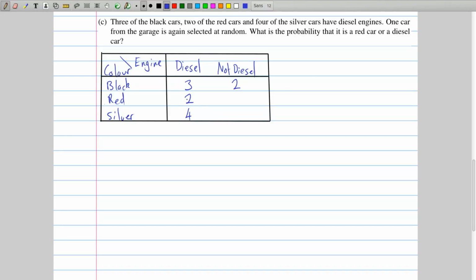With the red cars, 2 of them are diesel, which means that 7 are not diesel, because the total has to be 9. And if there are 10 silver cars, 4 of them being diesel, that means that 6 of them are not diesel. Now, to the actual question, 1 car from the garage is selected at random. What's the probability that it's a red car or a diesel car? So which ones fulfill that criteria? So we want red. Here's red. Or diesel. So there's diesel.